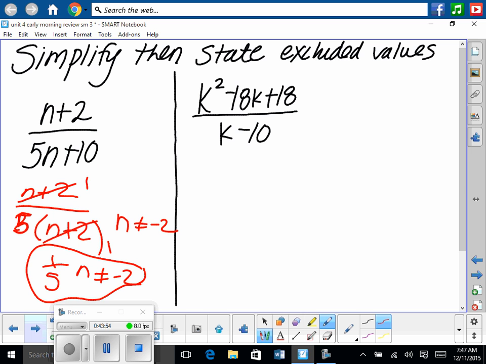How'd you get rid of the 10? We pulled out a 5, left was n plus 2. -2 you got from setting that piece equal to 0. If this had a variable, we'd set that equal to 0 as well.